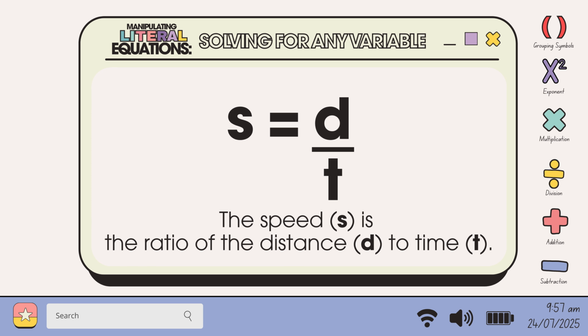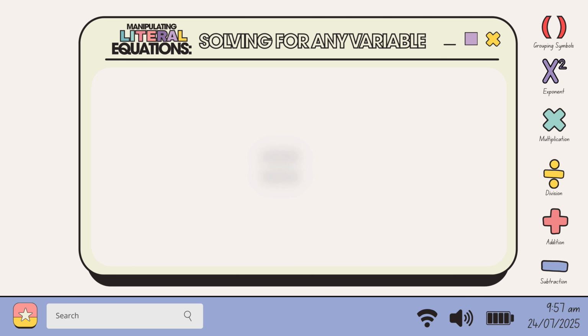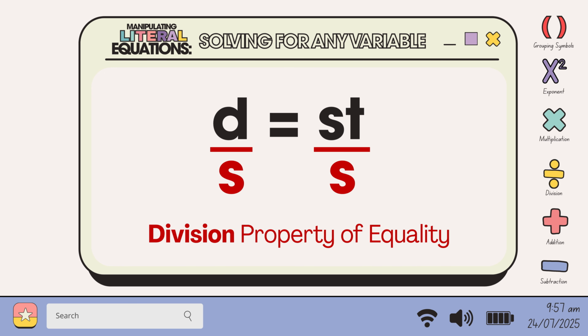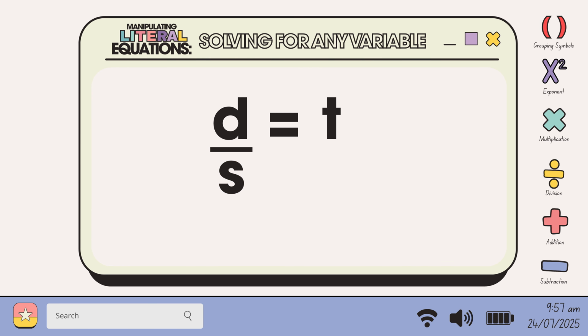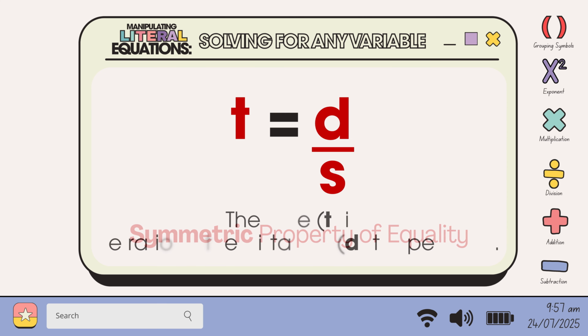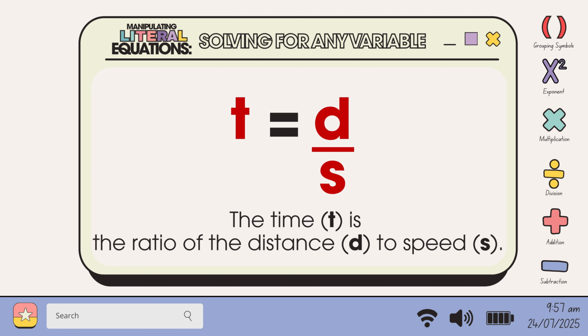Similarly, if we want to start with distance equals speed times time and want to isolate time, we divide both sides by speed using the division property of equality, followed by the symmetric property of equality, which results in t equals d over s, which also means that the time is the ratio of the distance to speed.